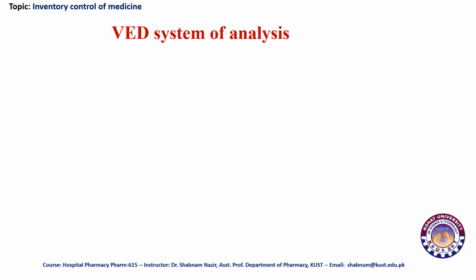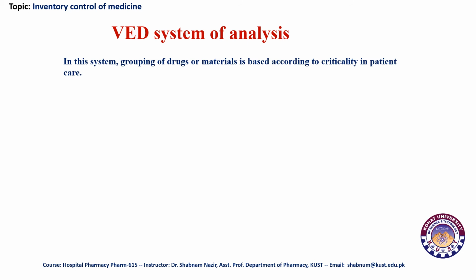VET system of analysis. Now in this system, grouping of drugs or materials is based on the criticality in patient care, not on the basis of their expenditure, and they are arranged in descending order based on their amount of expenditure. Now it is being used according to their use or criticality in patient care.